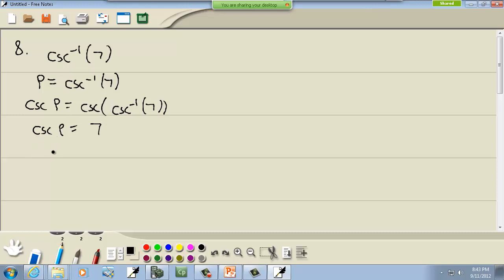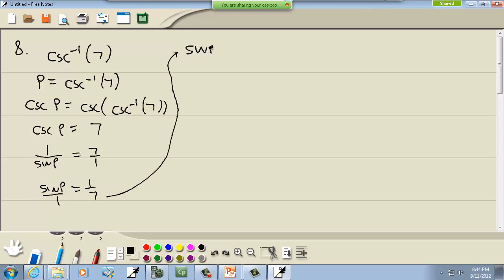Now, we didn't have inverse cosecant on our calculator, so we're trying to get to the point where we can put it in our calculator. But I can rewrite cosecant as 1 over sine, and this one I can rewrite as 7 over 1. Remember a little trick that I showed you? You can flip both fractions. So this is sine p over 1 is equal to 1/7. So sine p is equal to 1/7, and then I can take inverse sine of both sides. And those will cancel, and we've got p is equal to the inverse sine of 1/7.